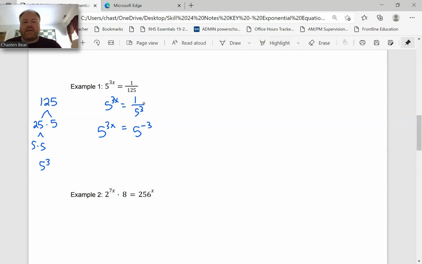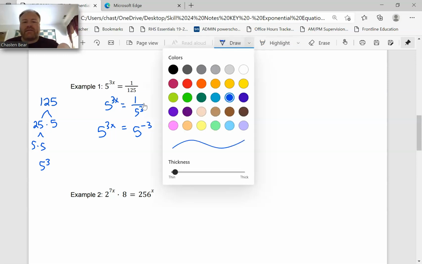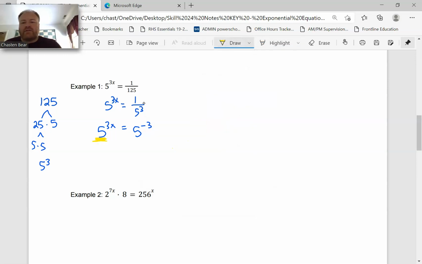I can't seem to highlight, but let me just illustrate here. I tried to get these written so they were exactly the same base. Because once I do that, then all I have to do is set the exponents equal. So now I just take 3x equals negative 3, and this is easy to solve. We get x equals negative 1.